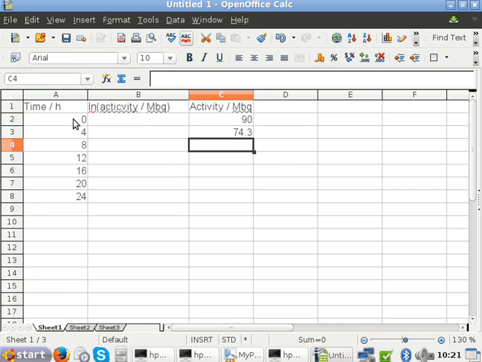74.3, 58.5, 49.1, 38.4, 31.9 and finally 25.1.